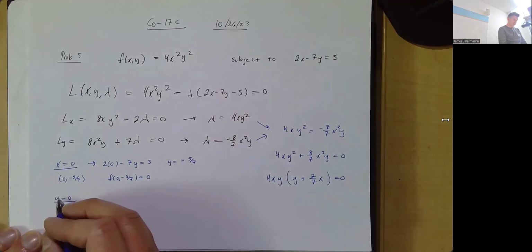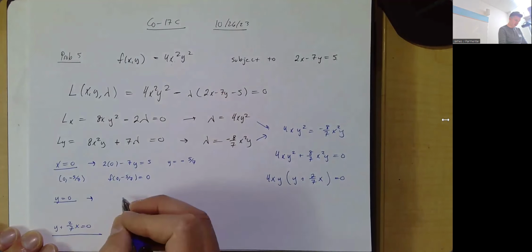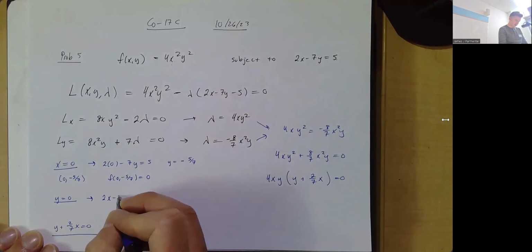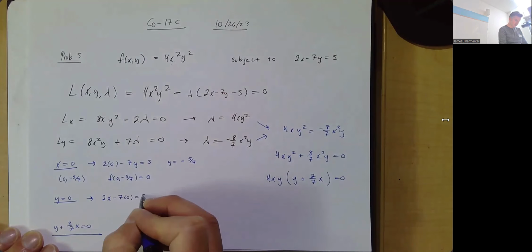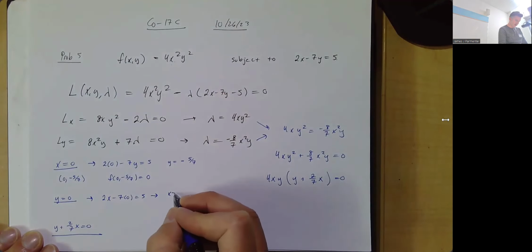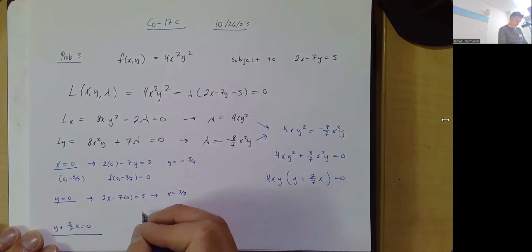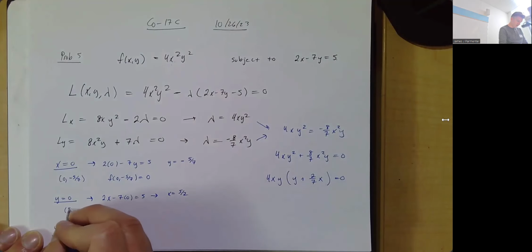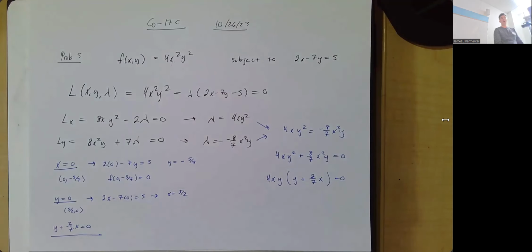Similar deal for y equals 0. If I plug y equals 0 into my constraint, I get 2 times x minus 7 times 0 equal to 5. So I end up getting x equal to 5 halves, and y is equal to 0. So 5 halves comma 0 is another critical point. Also gives me a function value of 0.